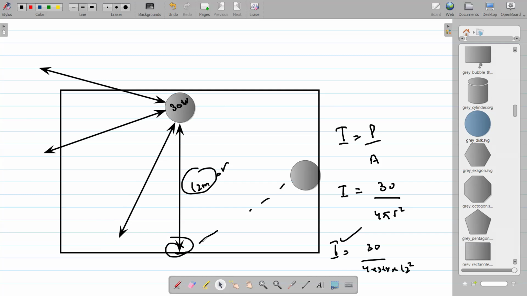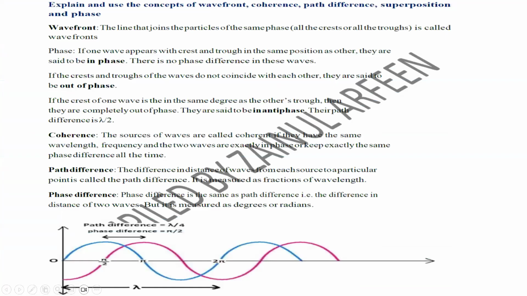Is it clear, Isman? Any question or doubt till this point about the concept of intensity?